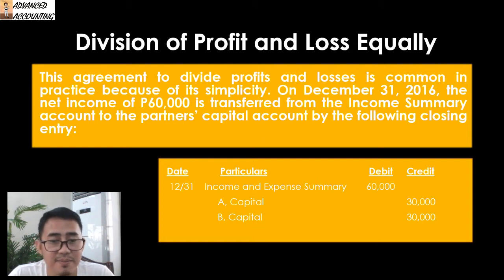If you notice, we debited the income and expense summary. The effect of this entry is that we close the income and expense summary, because since this is a profit, the balance of income and expense summary has a credit balance. In order to close an account with a credit balance, you need to debit it. That's why in this entry, we debited income and expense summary and credited the capital accounts of the partners. That means the capital account is increased, both by 30,000, for A and B.